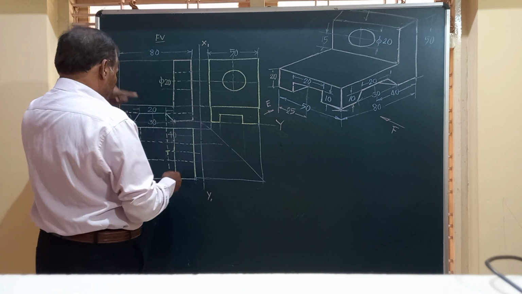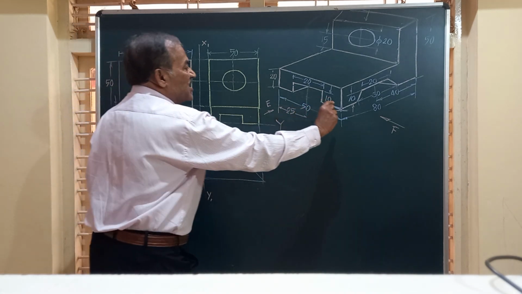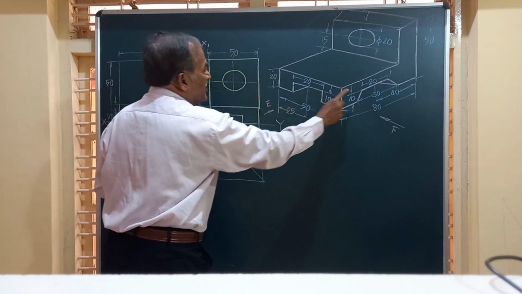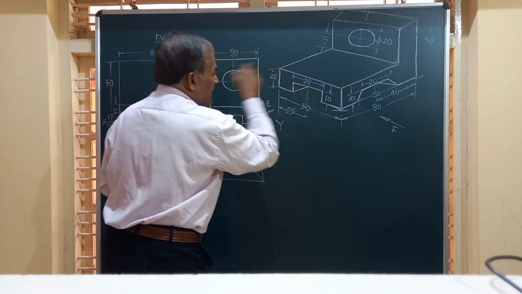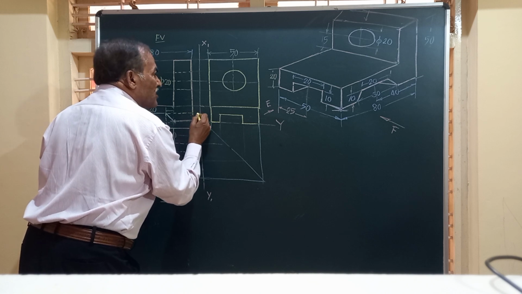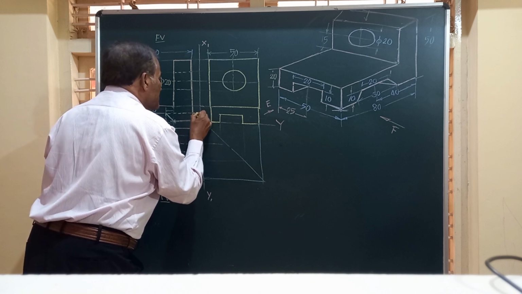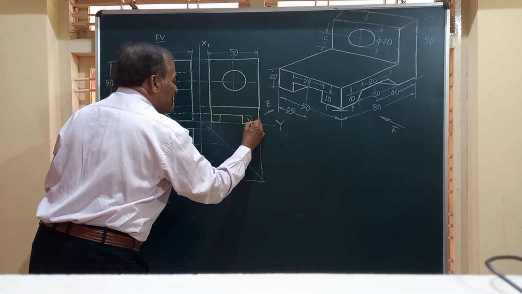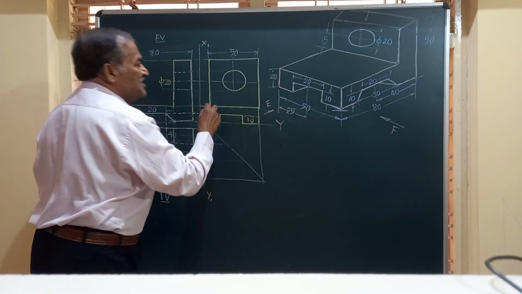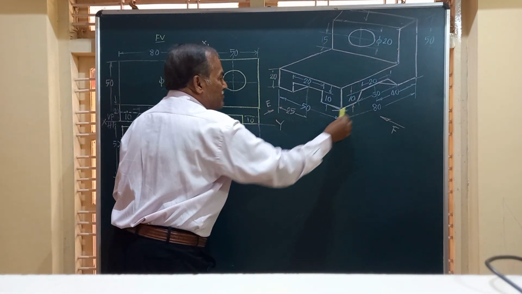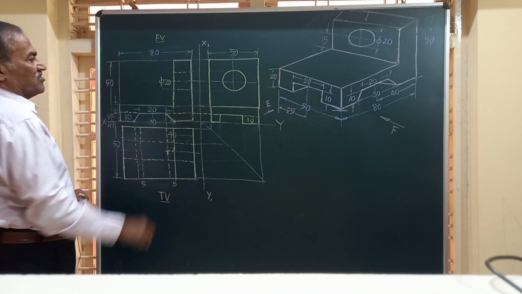How to obtain the front view? See, at a height of 10, you have this slot running through. So you get one line for this, one line for this. So one line is here, this is one line. Since this is 10, this is also 10, it coincides. So this is the slot. So you have one line from here, the base line. That's all you have got.